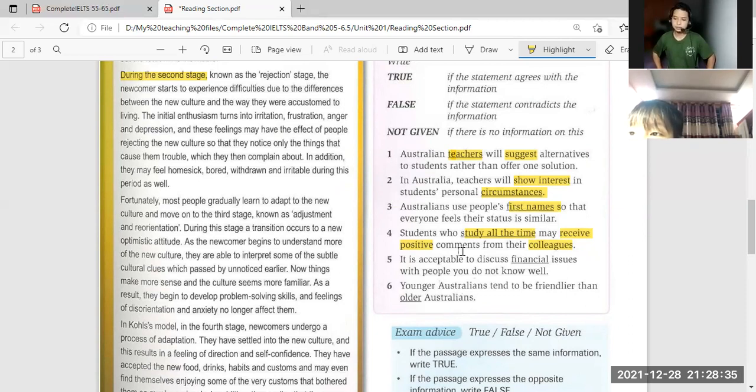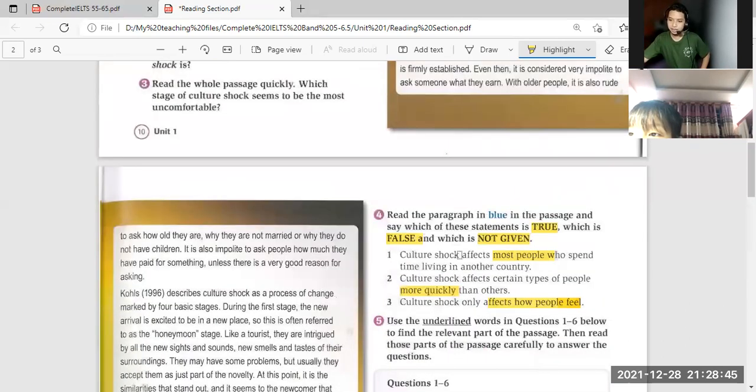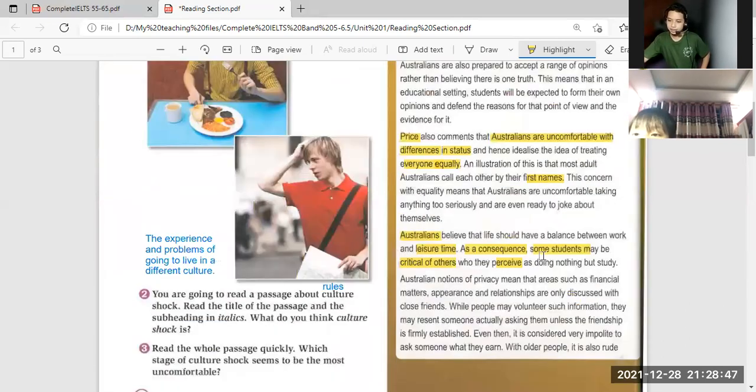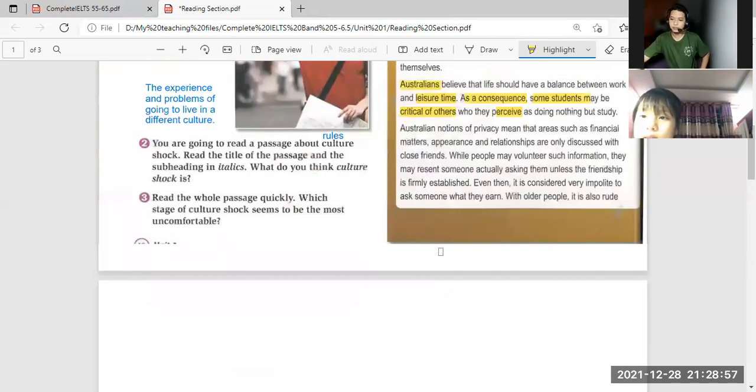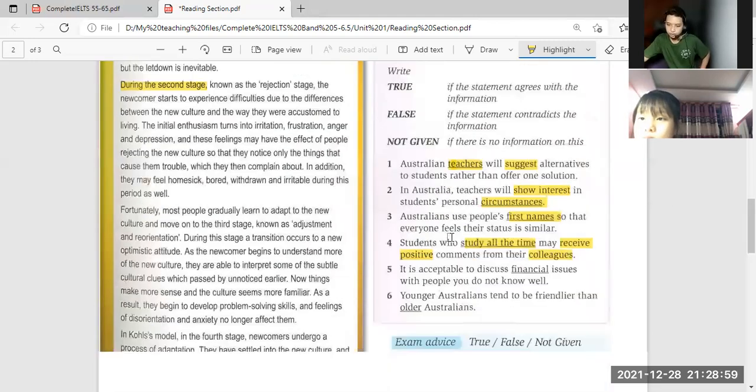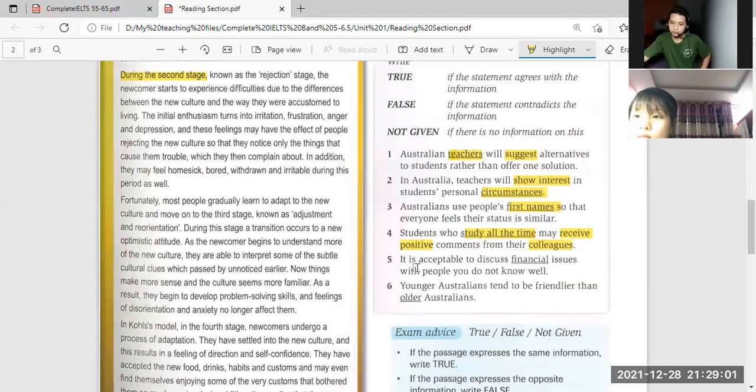It's false. Yes, it is false. Why? Because in here, it says that if you study all the time, you may receive positive comments. But in here, it is said that some students who study will get critical comments from others, okay? It means negative comments. Very good, Tui. Next, number 5. Can you read number 5?